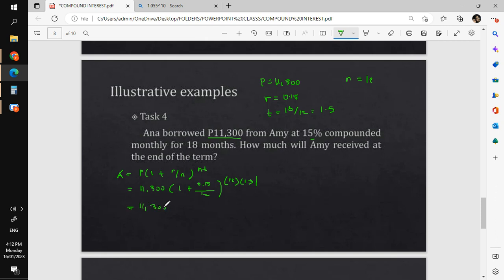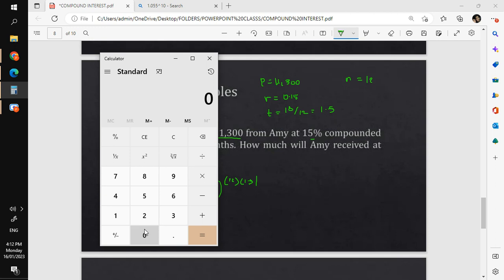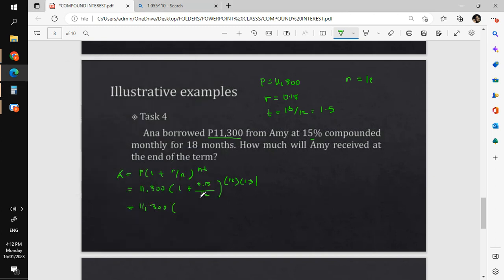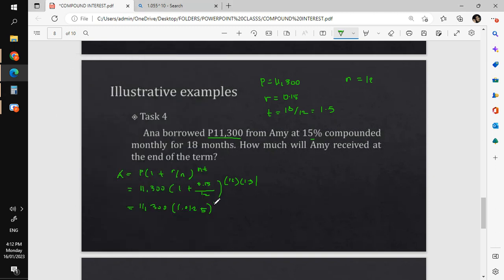We have 11,300 times 1 plus this digit. So 0.15 divided by 12. This gives us 0.0125 plus 1. So that is 1.0125 raised to 12 times 1.5. The product is 18. So this is a bigger number.